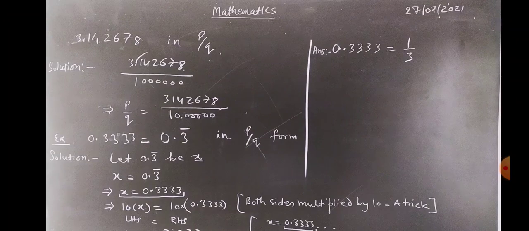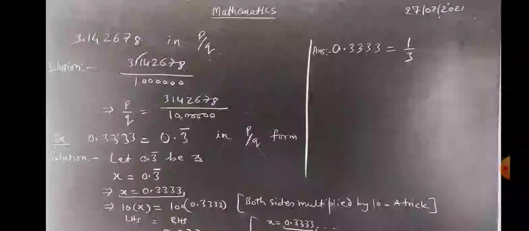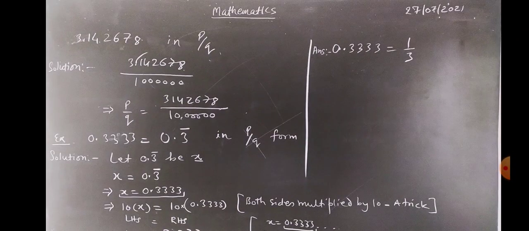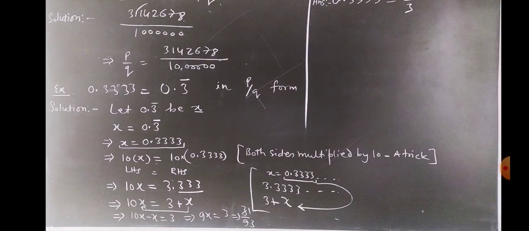Let 0.3 bar be x, so x equals 0.333 and so on. We multiply by 10 on both sides. This is the trick. And 10x equals 10 into 0.3333, so 10x equals 3.333, and so on.